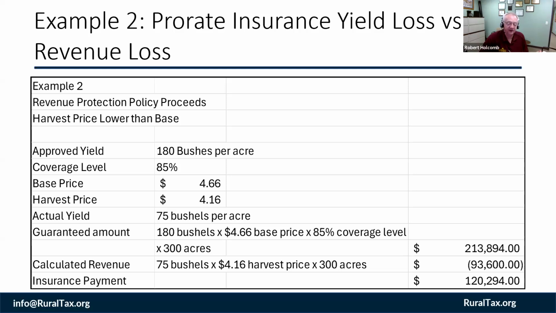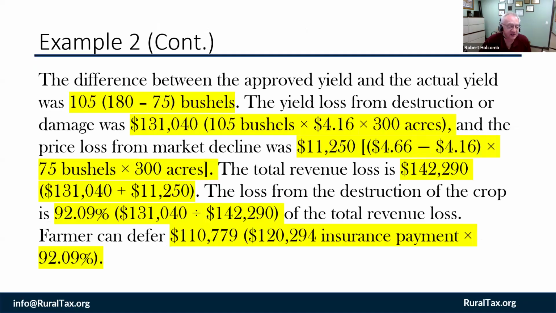Now, the difference between this is a case where the harvest price was less than the base price, so we have a 105 bushel yield loss in this particular case. So what we do is we calculate the amount of damage due to the yield loss, which amounts to $131,440.